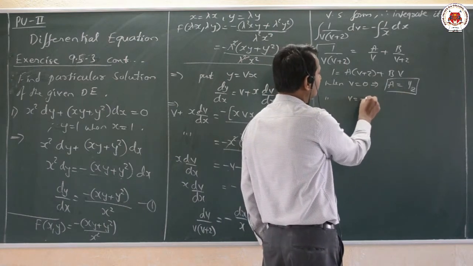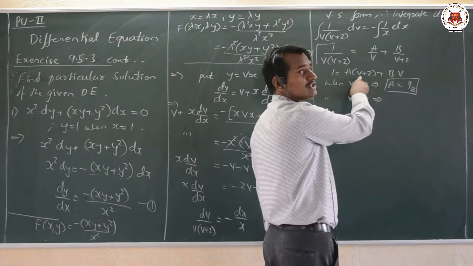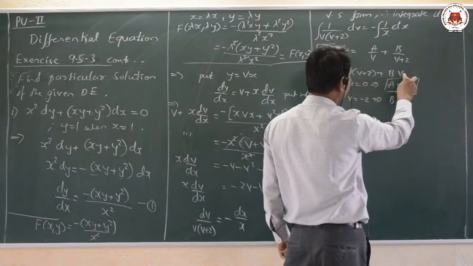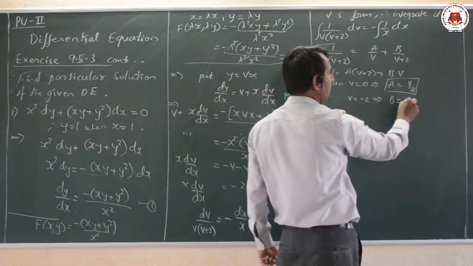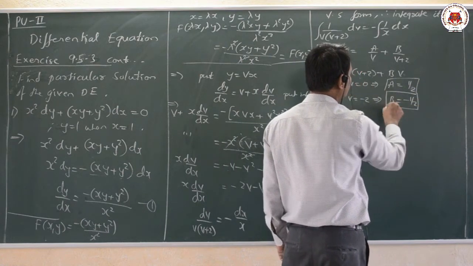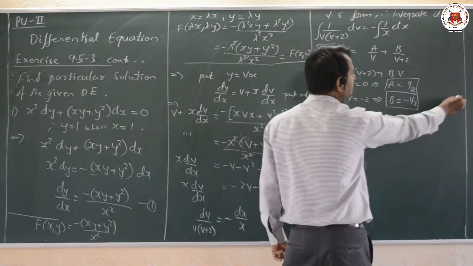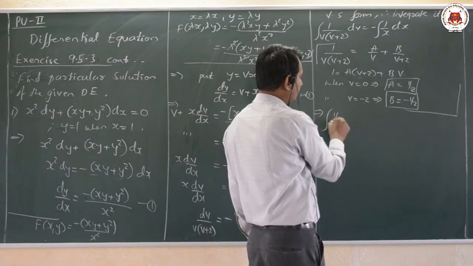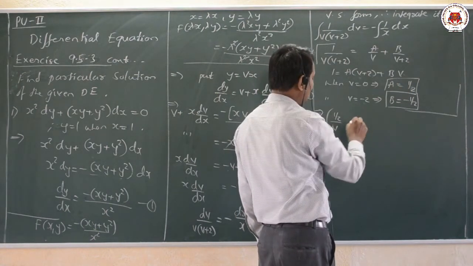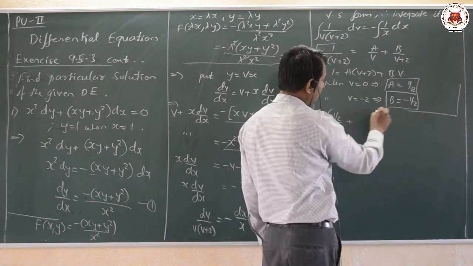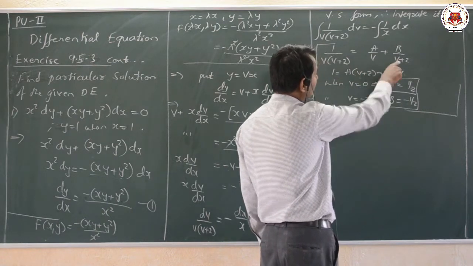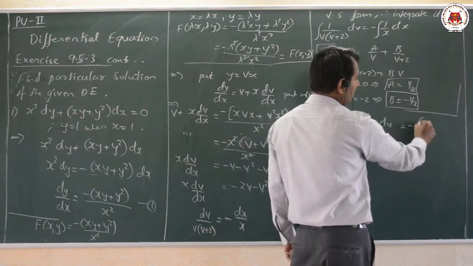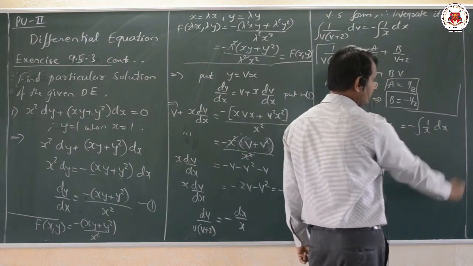Also when v is equal to minus 2, if I put minus 2, minus 2 plus 2 gets 0, that implies b is equal to minus 1 by 2. That implies our integral, the LHS part, will be integration of 1 by 2 into 1 by v plus of minus 1 by 2 into 1 by v plus 2 dv equal to minus integration of 1 by x into dx.